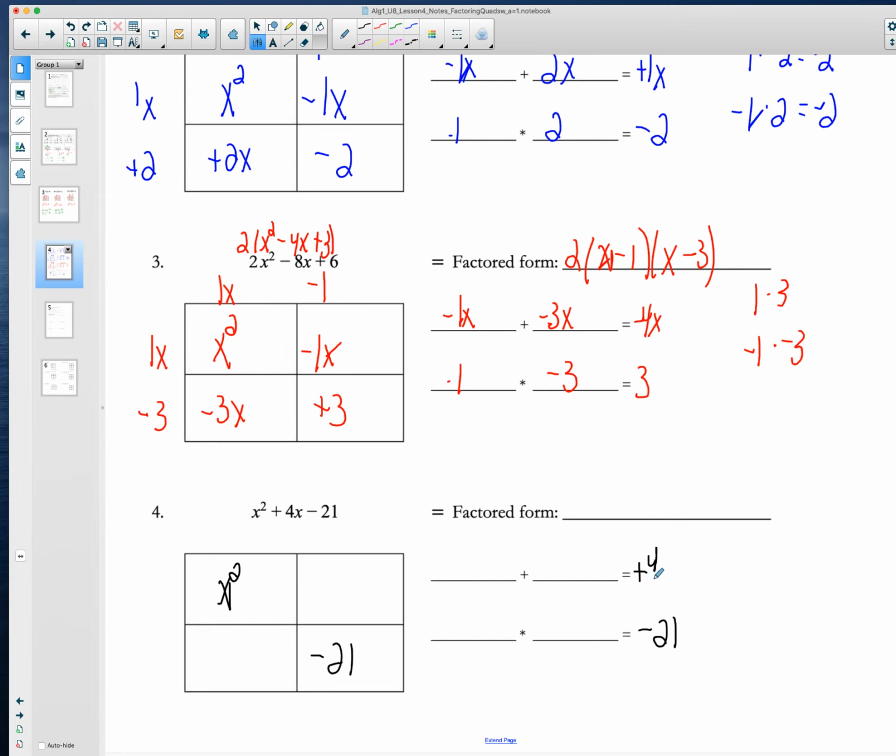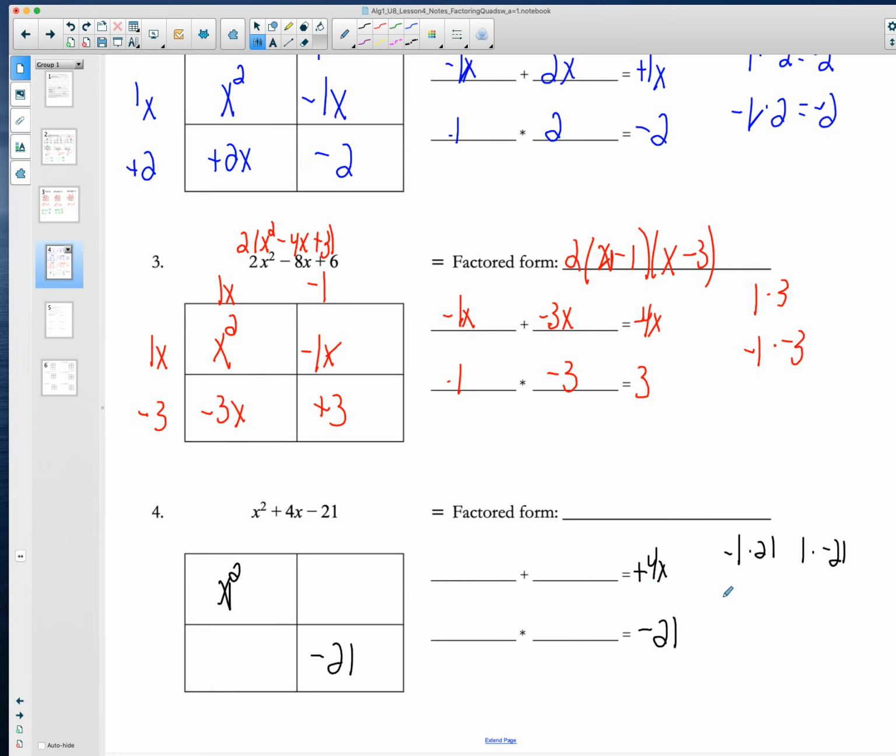Now this one's a little more complicated because there are multiple ways to get to 21, and I need negative 21. So I could do negative 1 times 21, or I could do 1 times negative 21. When I add those, I definitely don't get to 4x, so I'm going to keep going.